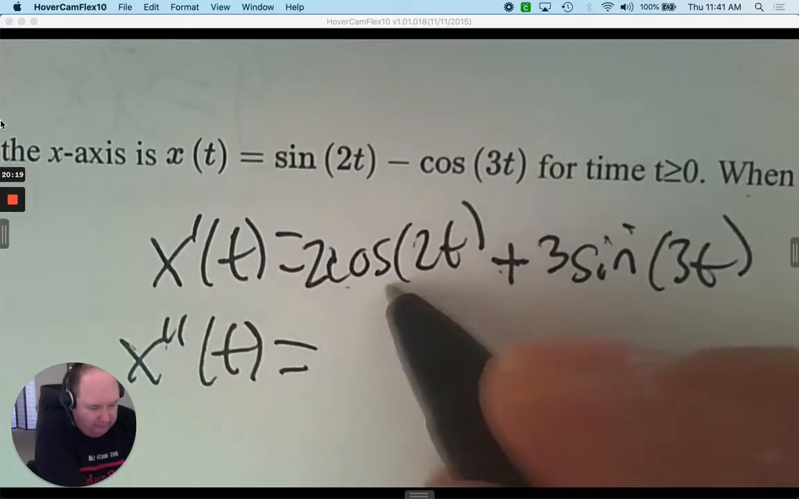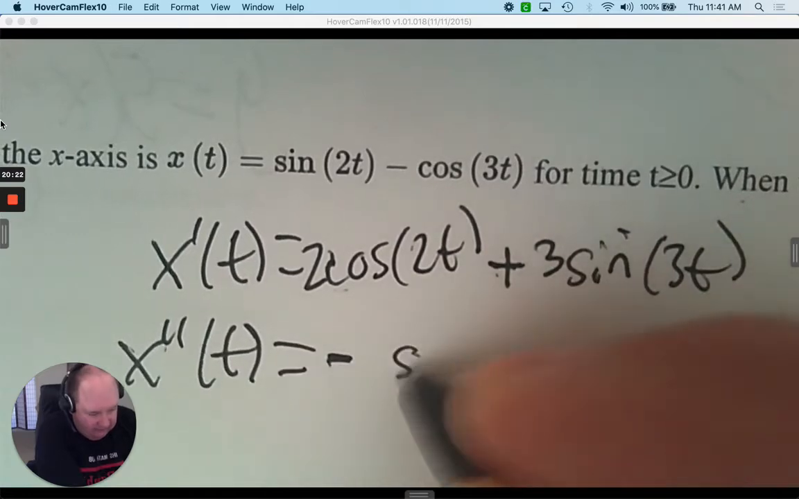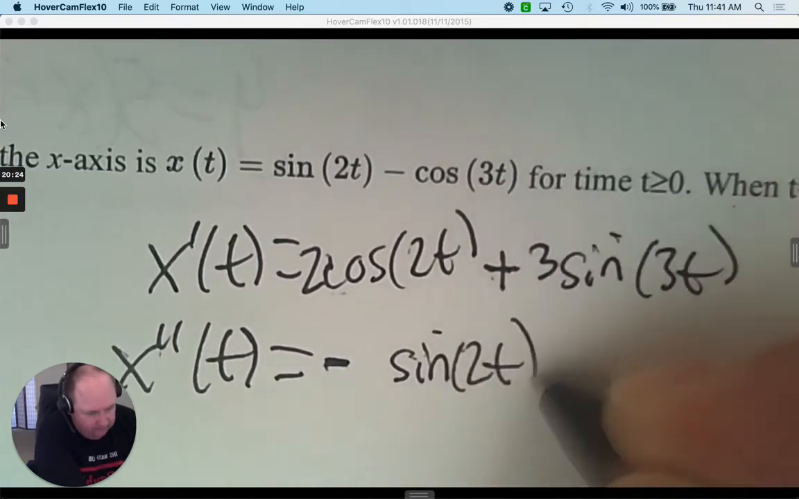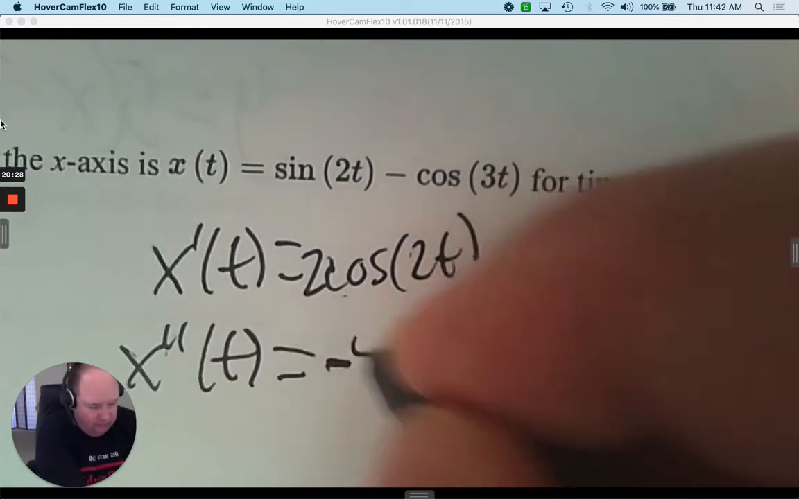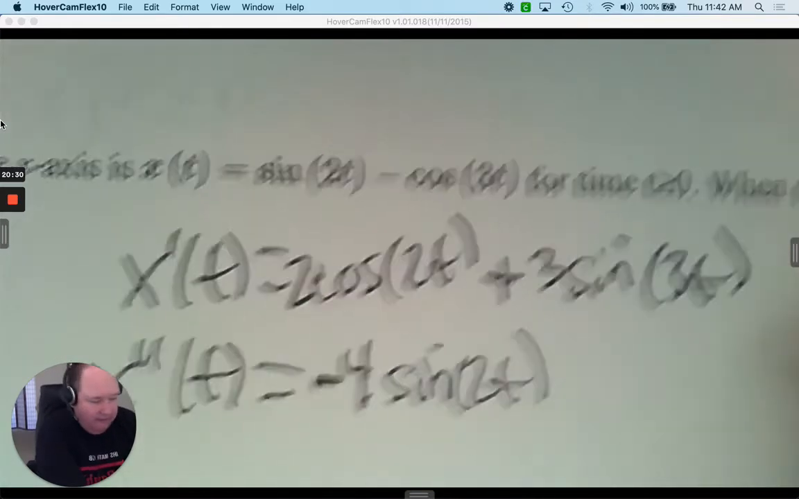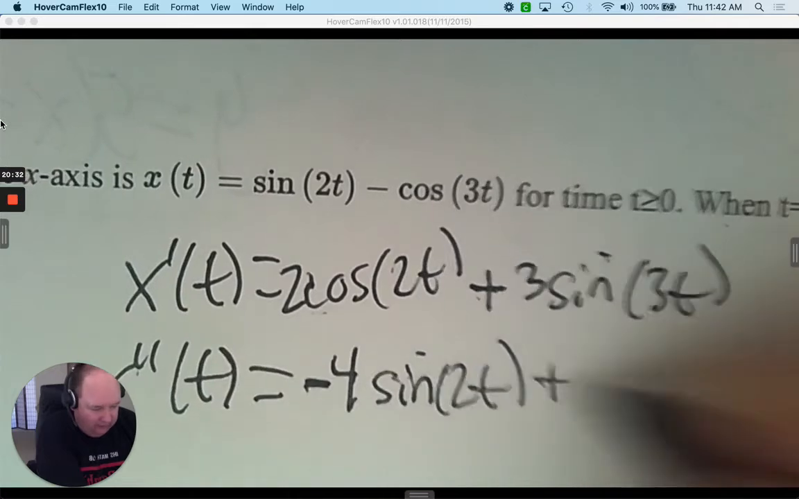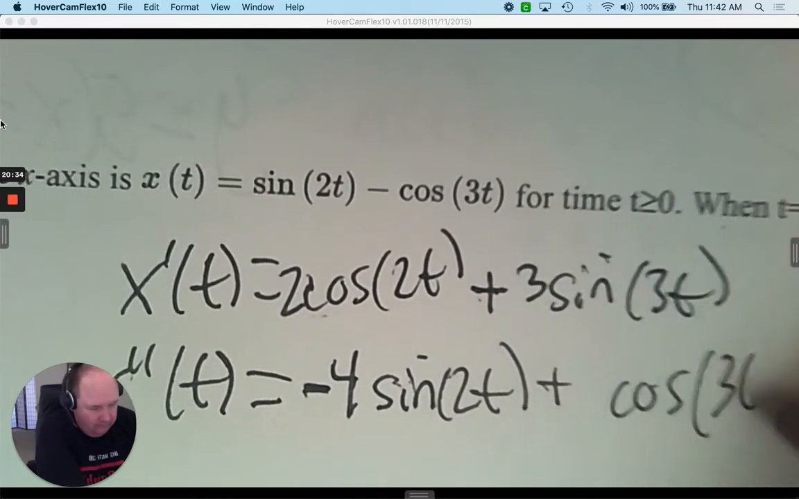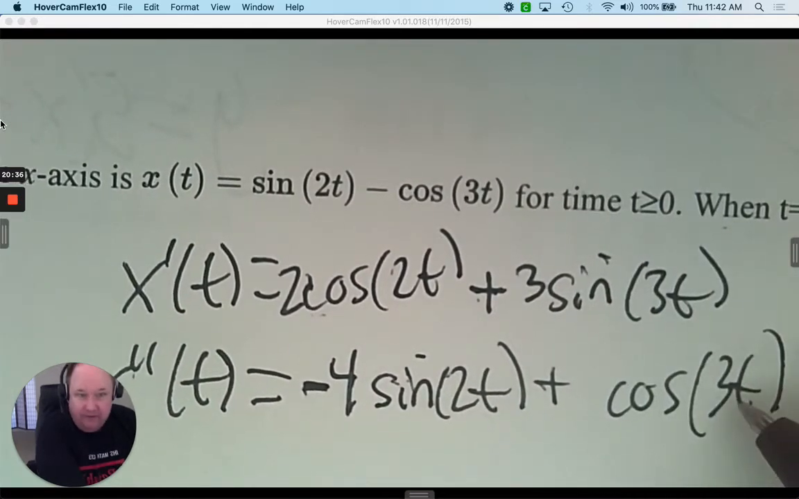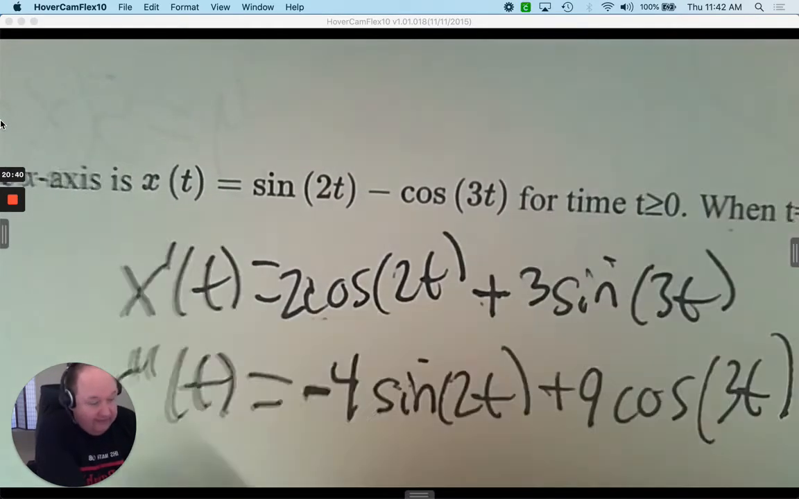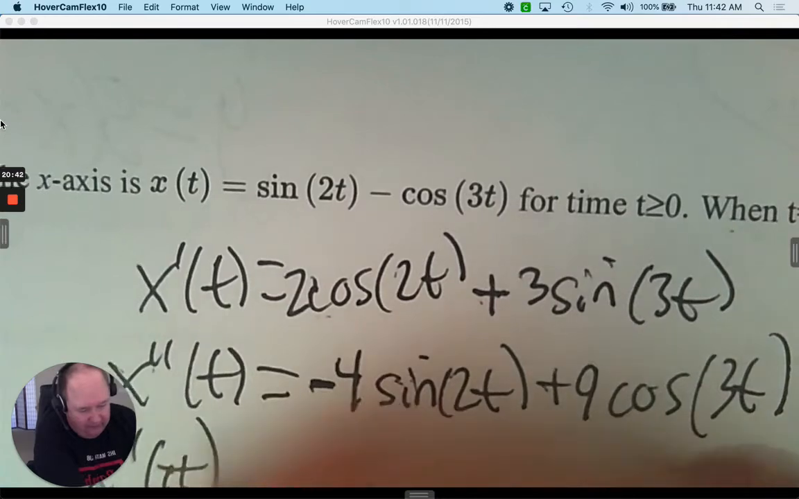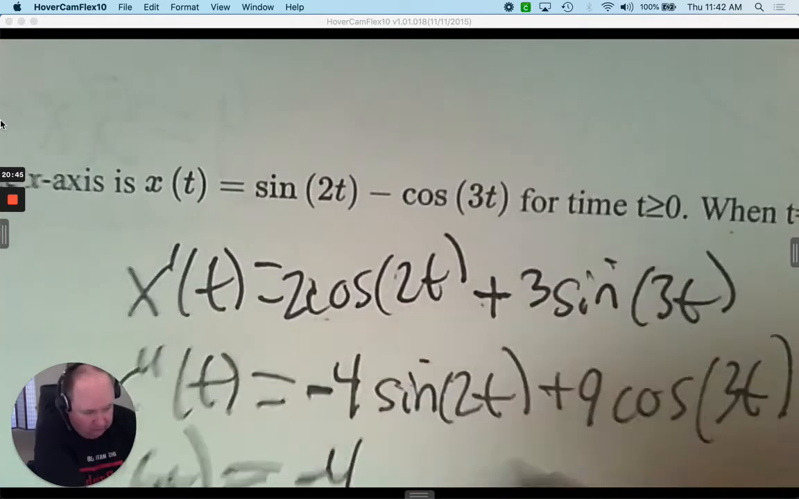The derivative of cosine is negative sine. The derivative of 2t is 2, and we already have a 2, so if you multiply it together, it's 4. The derivative of sine is cosine. The derivative of 3t is 3, and we already have a 3, so 3 times 3 is 9. Then we're going to plug in the value of pi and evaluate knowing our unit circle.